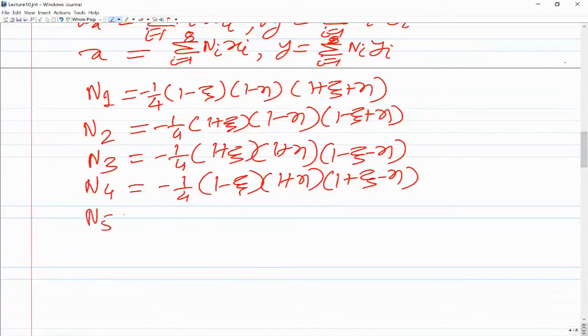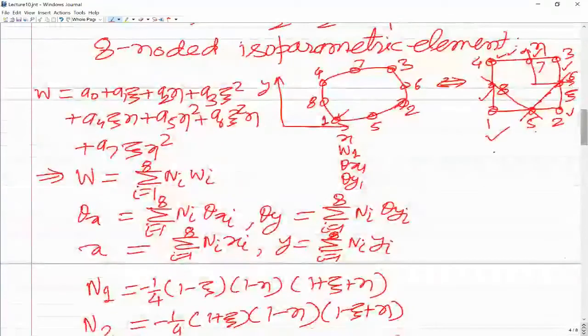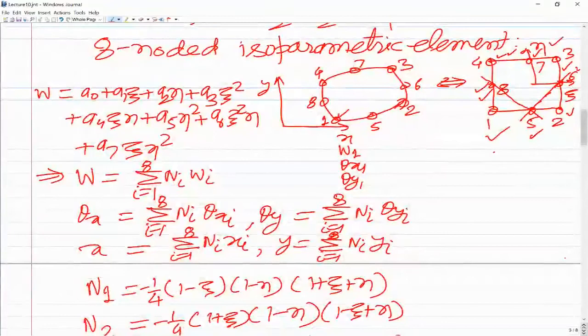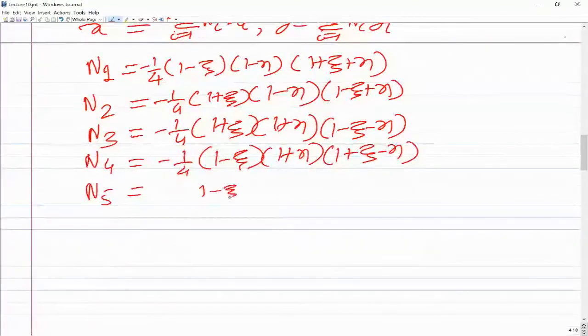So similarly for n5, you have to take node 5. For that we need the equation of this line, this line, and this line: 1 plus xi, 1 minus xi, and 1 minus eta. So this will be 1 minus xi, 1 plus xi, and 1 minus eta. Then we have to make sure that it is unity at node 5. At node 5, xi is 0 and eta is minus 1, so we divide by 2 so that we get unity.